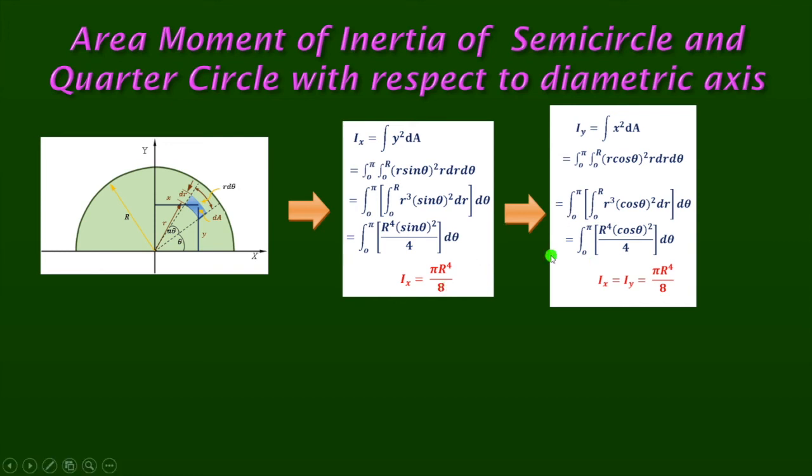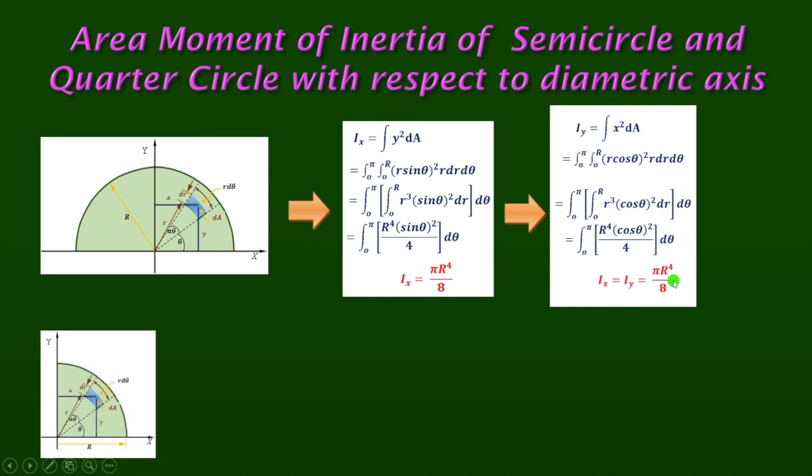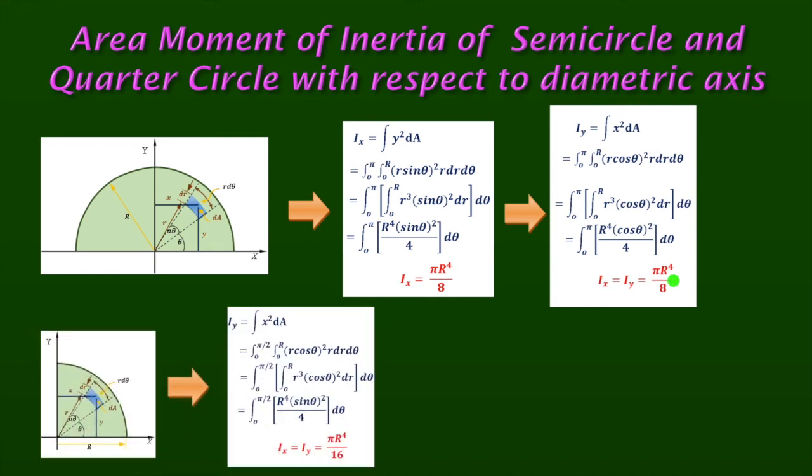In case of Iy, we will use x square dA. Again, x square dA, where x means r cos theta, and here y means r sin theta. This is the r, this is the theta. So x equals r cos theta, whereas y equals r sin theta. But in both the cases, we are getting the same result. And in case of a quarter circle, again a similar equation, the only difference is here the limit of theta is 0 to pi by 2. And we are getting pi r to the power 4 by 16.